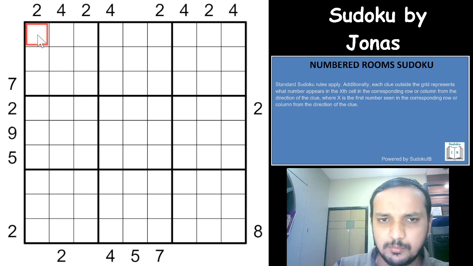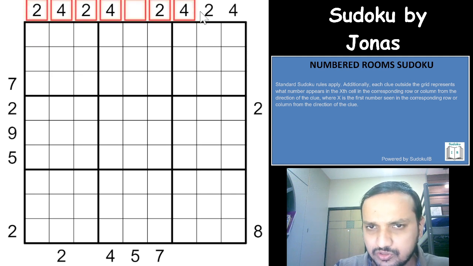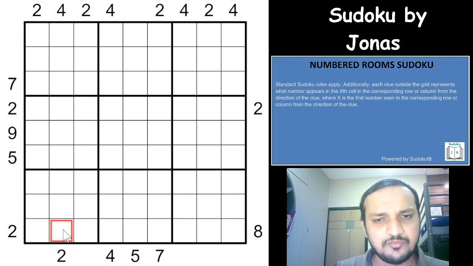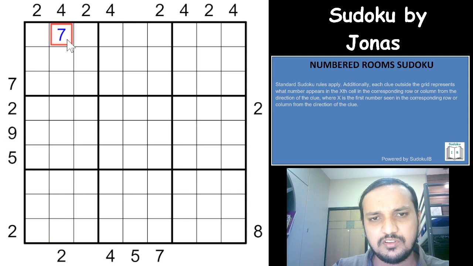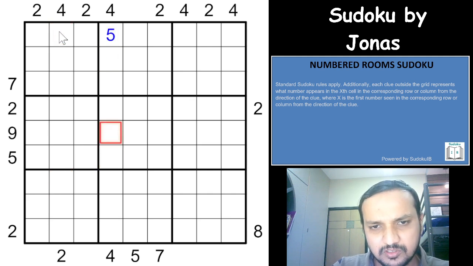So whatever number you have here, let us assume you have a 5 here, then the number 2 will be the fifth cell from that direction. So we are talking about the numbers outside the grid. These numbers have to be placed in the corresponding row and column in such a way that the indication is the first cell from that direction. So let us assume you have a 7 here, then number 4 will be the 7th cell from that direction. If you have 5 here, number 4 will be the 5th cell from that direction.